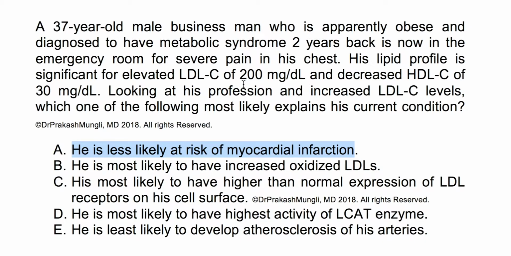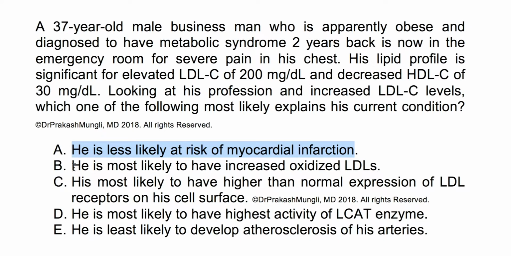HDL cholesterol, which is regarded as one of the good cholesterols, takes excess cholesterol from peripheral tissues back to the liver in the reverse cholesterol transport mechanism. So when there is low HDL and high LDL cholesterol, especially if the person is having metabolic syndrome and stress in life, that can put a person at risk of myocardial infarction, because the atherosclerosis process can go on. So that will rule out the choice.